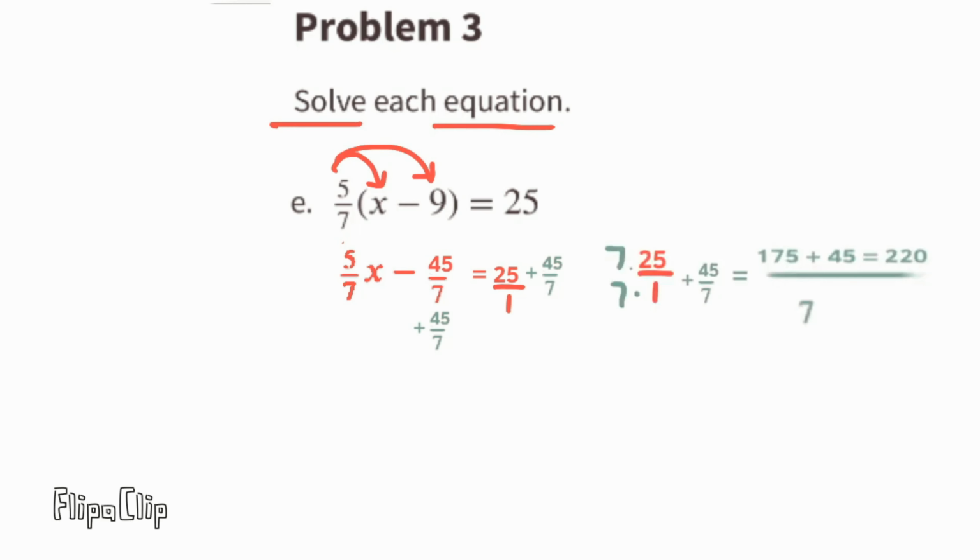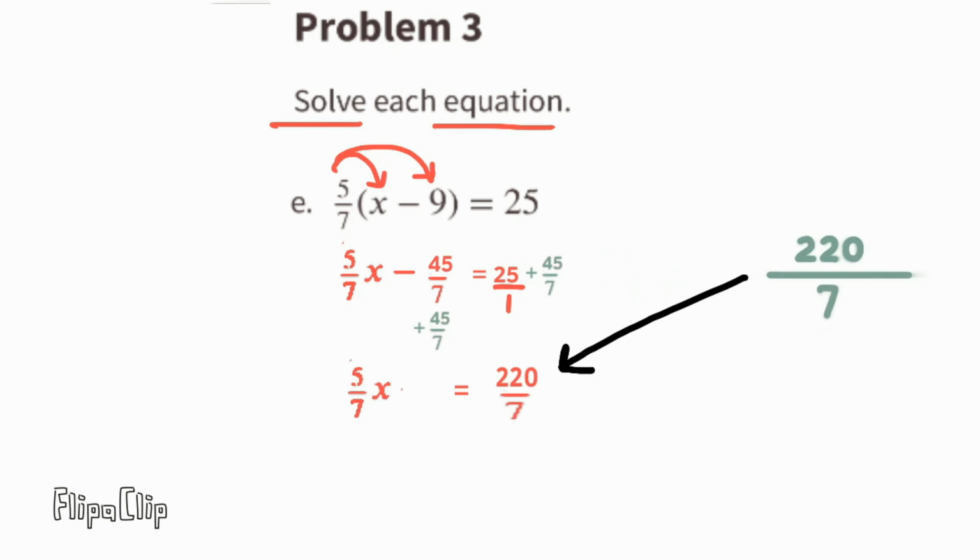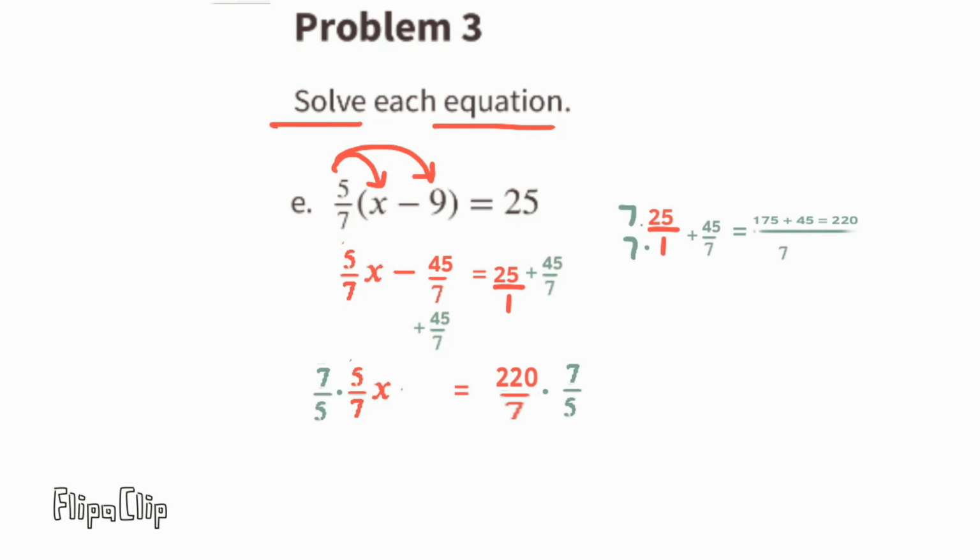1 times 7 is 7, and 25 times 7 is 175, and 175 plus 45 is 220. So we can rewrite this fraction as 220 over 7. Now the equation reads 5/7 x equals 220 over 7. We need to multiply both sides by 7 over 5, and that gives us 1x, or x, equals 44. X equals 44.